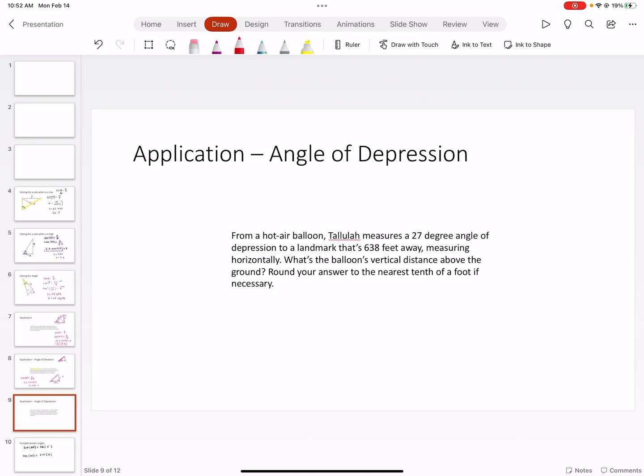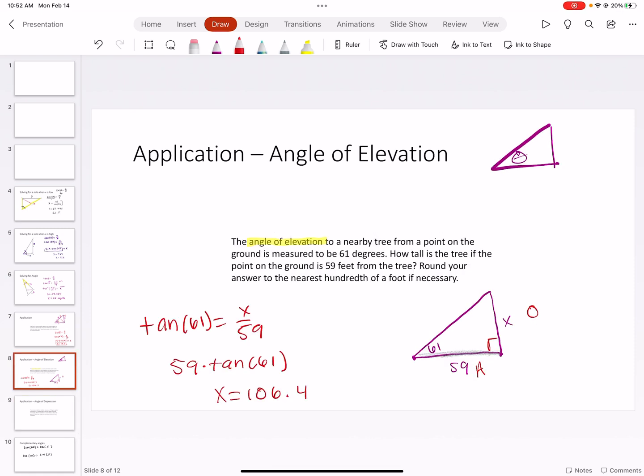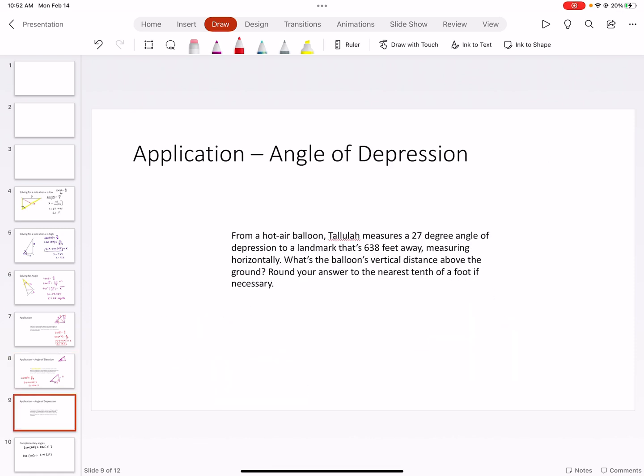This application question is going to be slightly more tricky because we're using this vocabulary of angle of depression. When you have an angle of depression, think about something in the sky, like a plane or birds, and they're looking down on something. Let's just say there's a person in the sky for some reason, looking down on something. Maybe he's on a cliff. That makes more sense. Okay, so he's looking down.